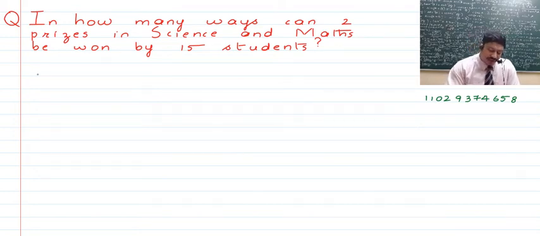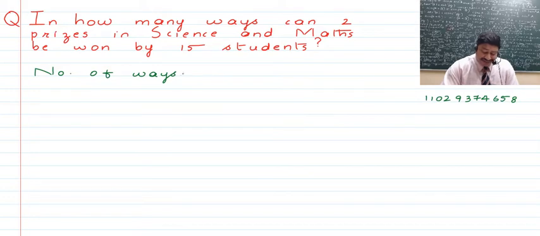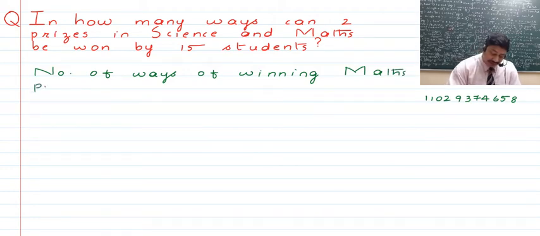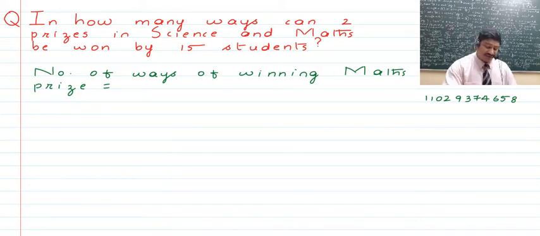So if we talk about the number of ways that we can give the prize in science and the prize in maths, of a single subject at a time, the number of ways of winning the maths prize will become equal to any of the 15 children. As such, here we are going to write it to be 15, right?